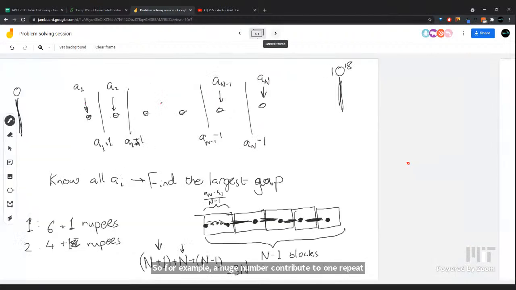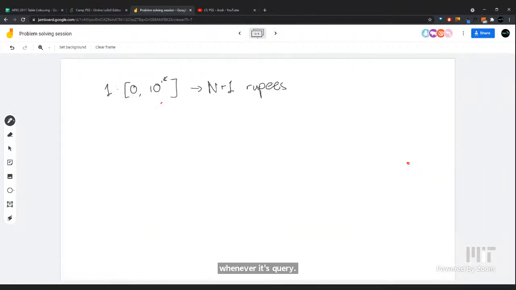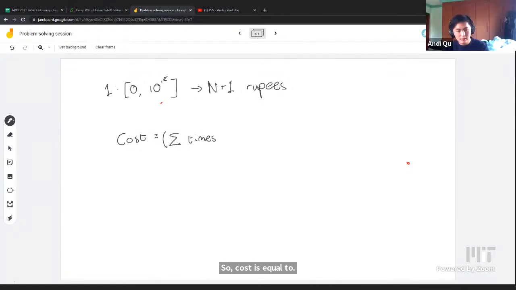So let's just write it out. The cost is equal to the sum of the number of times AI is included, where I ranges from 1 to n, plus the number of queries.